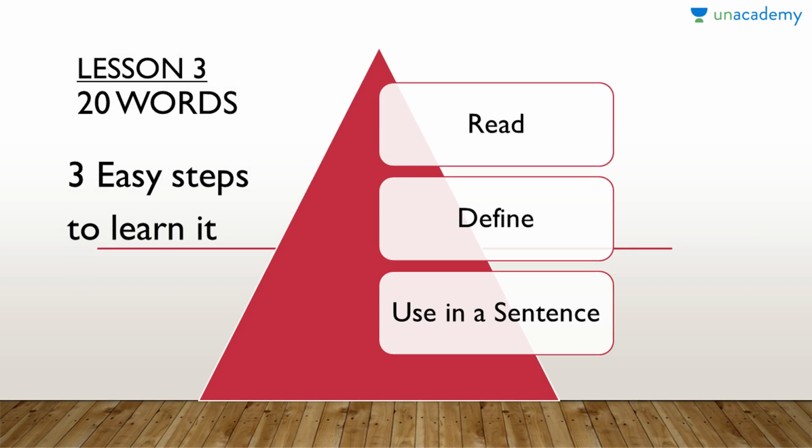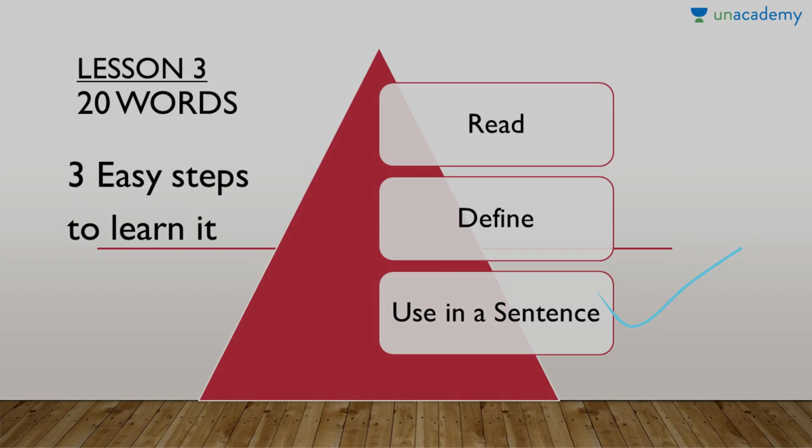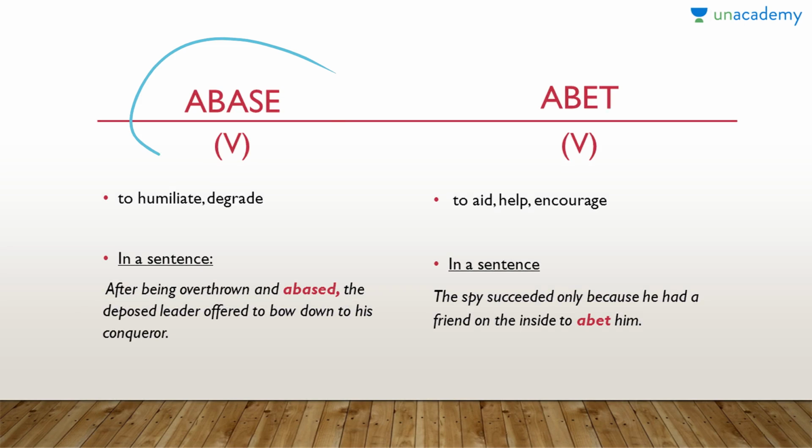Let's begin with lesson 3 and add 20 words to our pyramid. There are 3 easy steps to learn it. 1 is to read the word, 2 is to define the word, and 3 is to use it in a sentence. The first one, abase, verb, which means to humiliate, degrade.